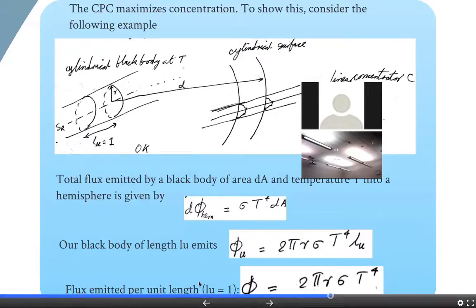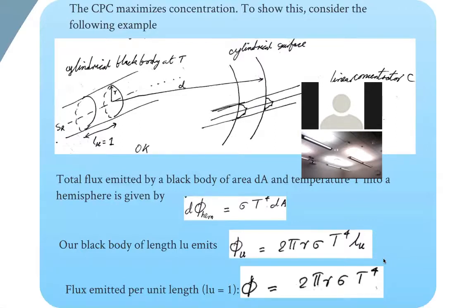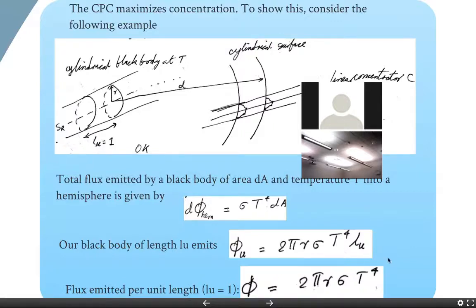So the flux emitted per unit length, where we simply said L equals 1, is given by 2 pi r sigma T raised to 4. Okay, so what is this? This is the flux. Sorry, it's not the power density, it's the total power coming out of this black body. Of course, it is coming out as a cylindrical wavefront, but it's given by 2 pi r sigma T raised to 4. Okay, that's the total flux coming out.